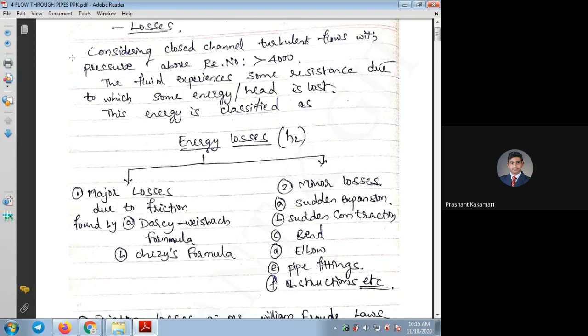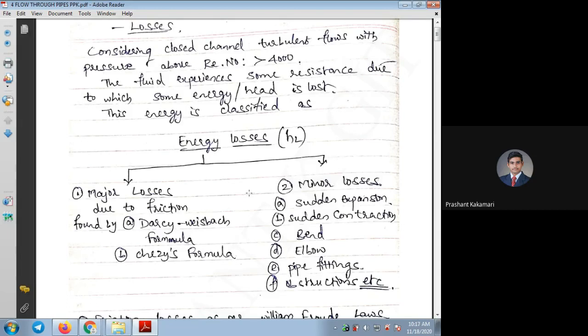The law of friction force, how it behaves, is described by two scientists. One is Darcy-Weisbach. The Darcy-Weisbach equation we are going to use in the problems, and we have used it in the lab also. You can recall that later. One more is the simplified form of the same Darcy-Weisbach equation, that is Chase's equation. So these two equations we need to remember for this chapter, the Darcy-Weisbach equation and Chase's equation, for the friction losses.